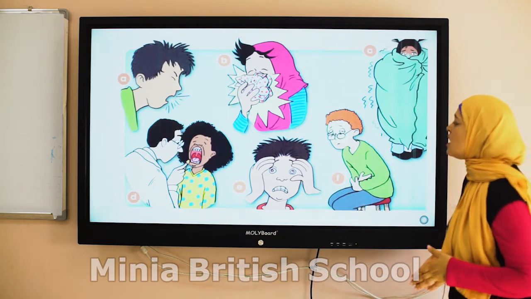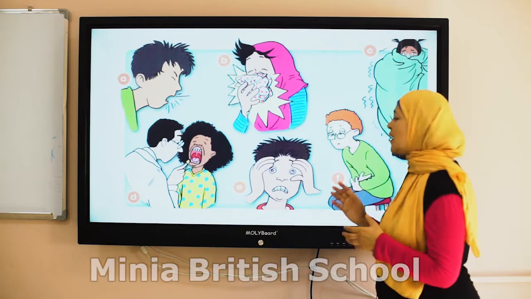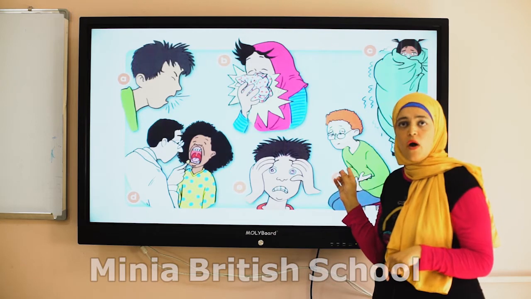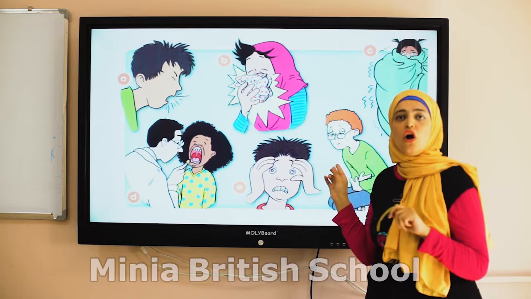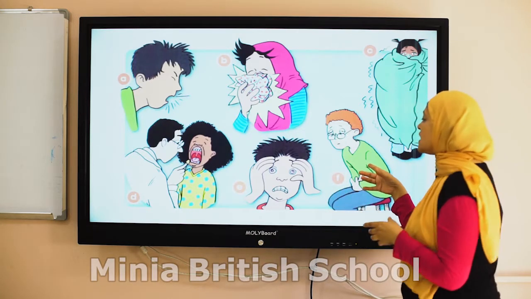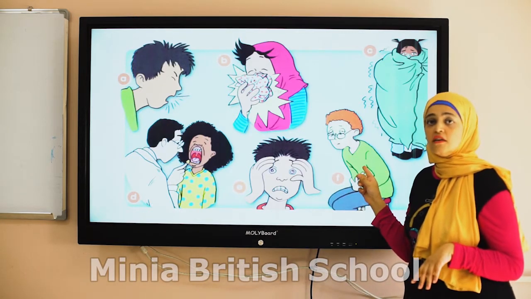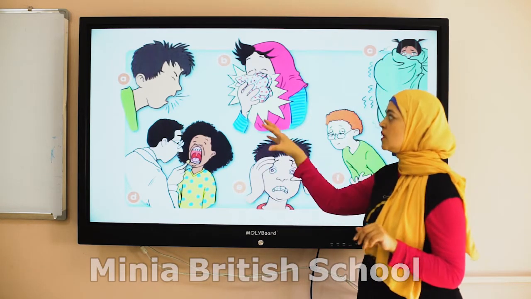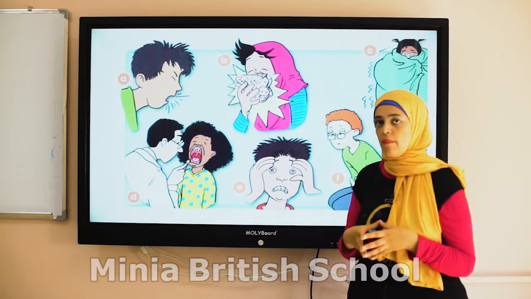The next one, here the boy is holding his stomach, so he has a pain in his stomach. So what's wrong with him? Or what's the matter with him? Or what has he got? All of these three questions are correct. So what has he got? He has got a stomach ache. All the people here are suffering from specific illnesses that we talked about.